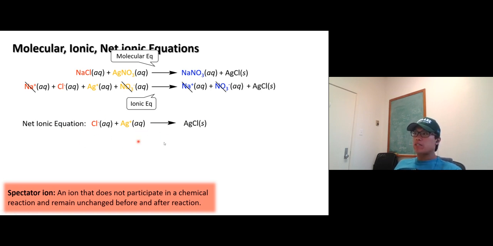This is really important because it tells you what's going on in the solution. All right. So we have the molecular equation, which shows the overall reaction. We have the ionic equation, which shows what's going on in the solution. They become ions, or they precipitate out. And the net ionic equation shows what's actually happening. So just silver ion and chloride ion to make silver chloride. That's it.